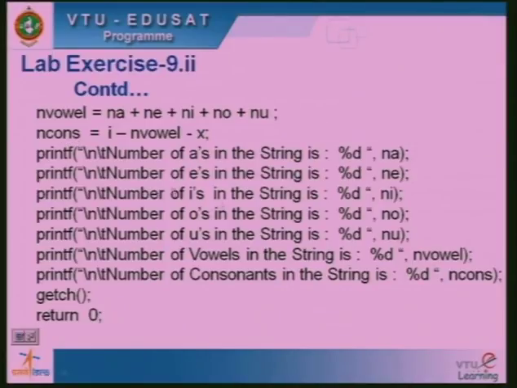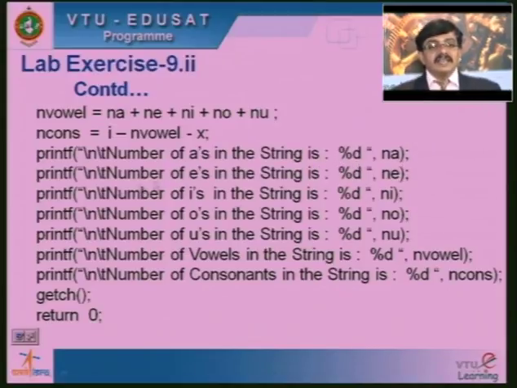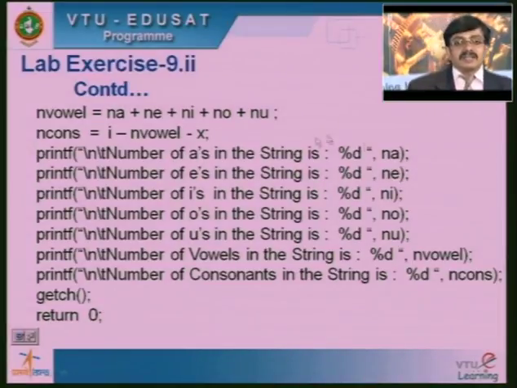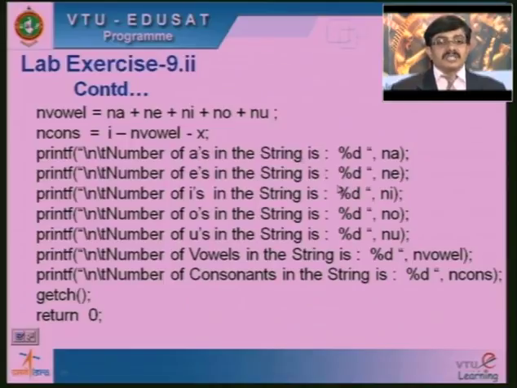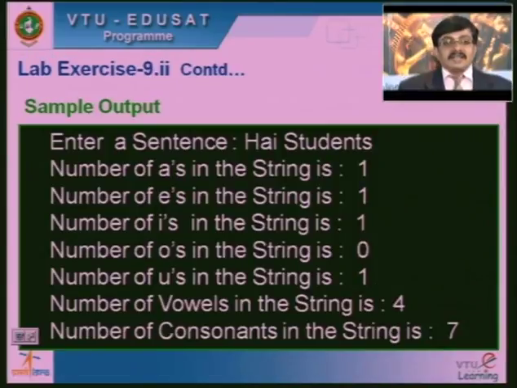Now, after this we can print a message like: number of a's in the string is %d, number of e's in the string is %d, and so on, for all the occurrences of a, e, i, o, u respectively. Then number of vowels in the string is %d, where we print the number of vowels, and number of consonants in the string is %d, where we print the number of consonants. So, this is the kind of output we can get here.